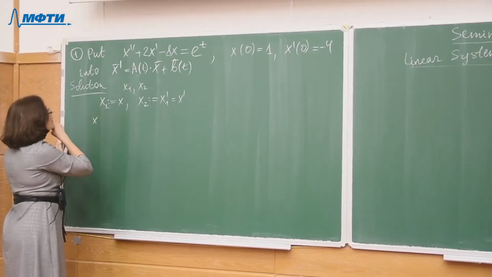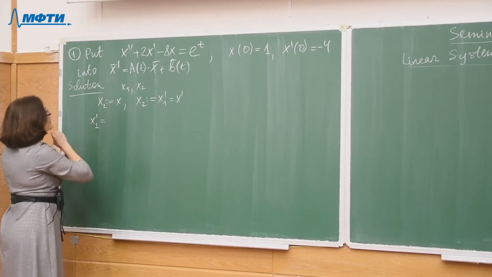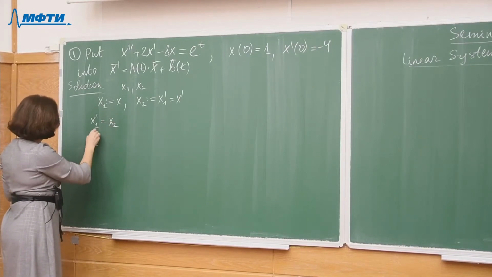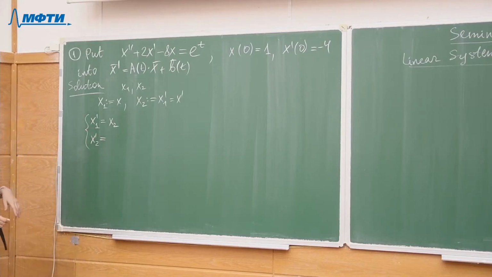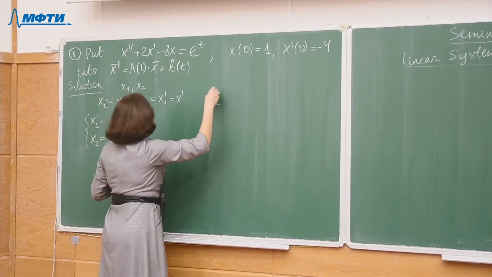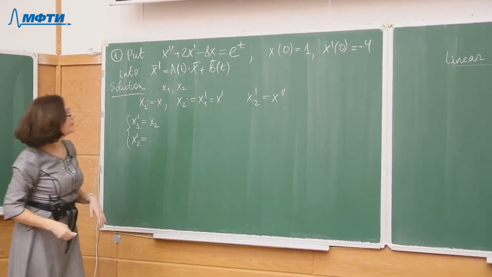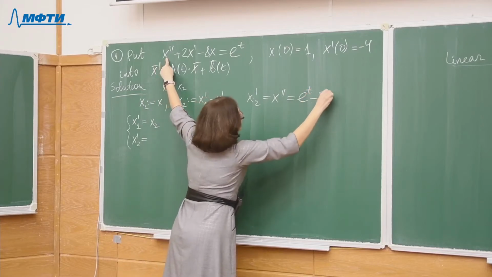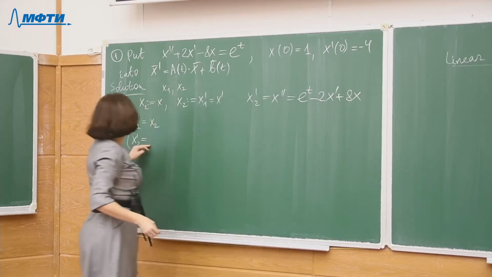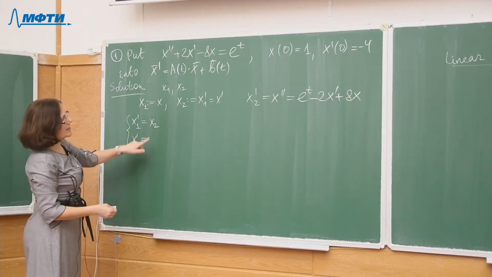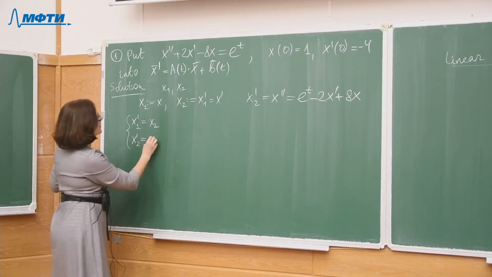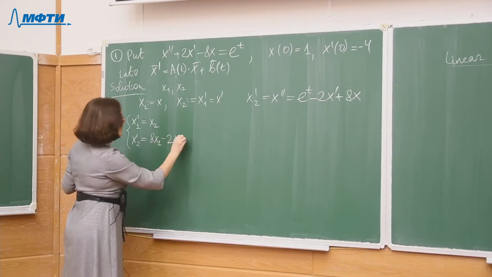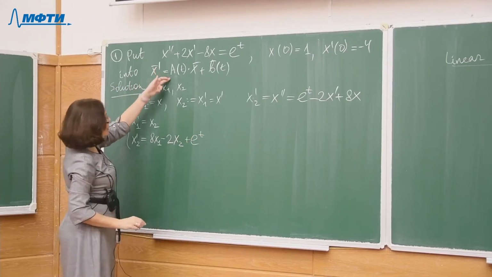It will be, so x1 prime will be equal to x2, and x2 prime, what is x2 prime? We can see that x2 prime is equal to x double prime. So look here. Since x double prime is e to t minus 2x prime plus 8x, then we can represent x2 prime as 8x1 minus 2x2 plus e to t.